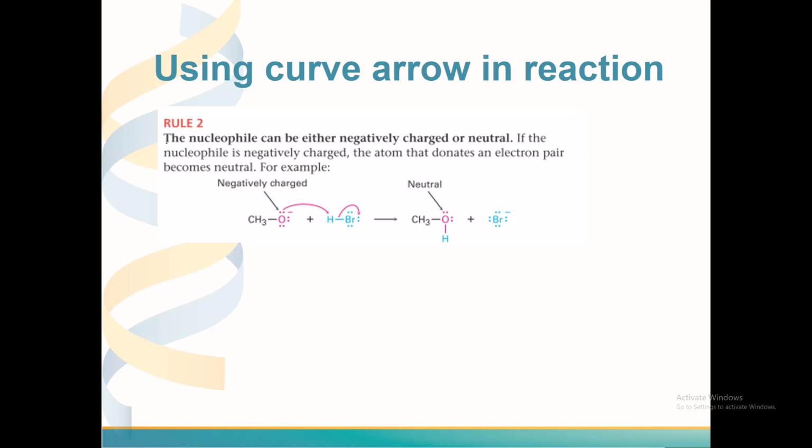The second rule is that the nucleophile can be either negatively charged or neutral. If the nucleophile is negatively charged, the atom that donates an electron pair becomes neutral. For example, this oxygen is negatively charged, and then it attacks the hydrogen or the proton. Then the electron goes to bromide, and this one becomes neutral, because it has already fulfilled the octet rule by doing this, and it has 2 bonds, 2 arms.